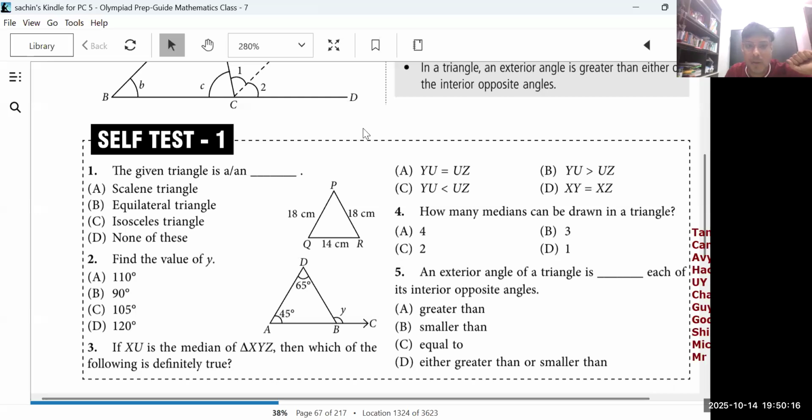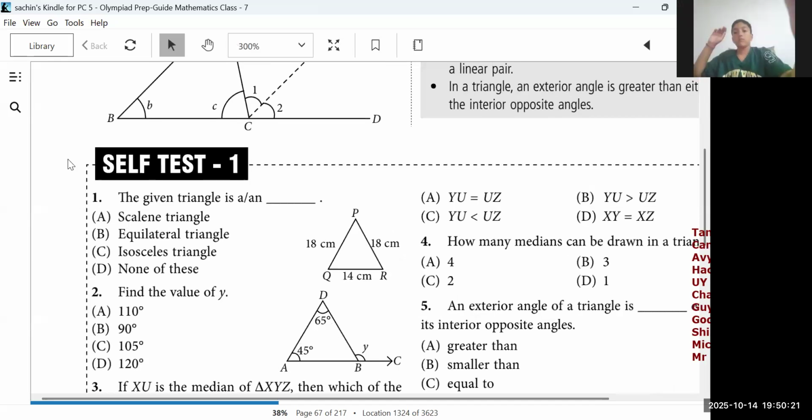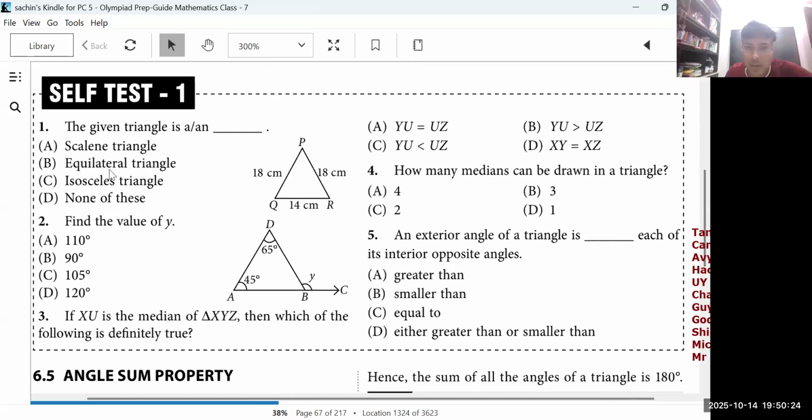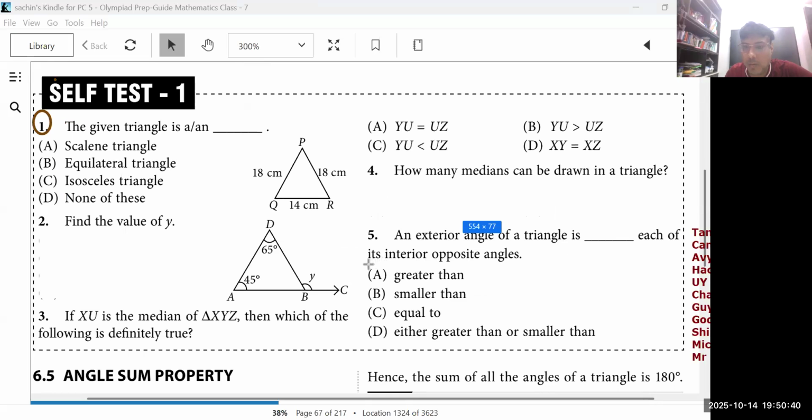Okay, we have not done these questions, correct? Chalo guys. Let's do these 5 questions. All 5 questions in one message.